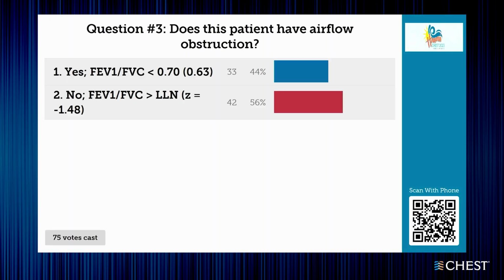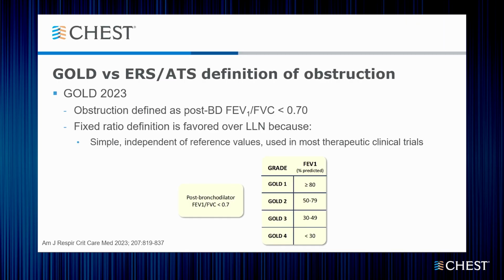It'd be interesting to see what people think. No, yes. So first of all, Dr. Niven is going to talk about PRISM, and you might say this patient has PRISM, that they have a normal FVC, a normal FEV1 to FVC ratio, and an FEV1 that's less than the lower limit of normal. People define PRISM in different ways, but we'll hear more about that upcoming. But this raises the GOLD versus ERS ATS definition of obstruction.